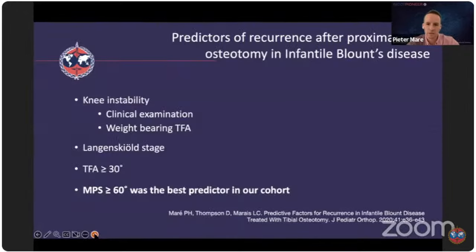So in summary, predictors of recurrence. While there are several factors that are associated with recurrence, in our cohort, MPS greater than 60 degrees was the best single predictor in our patient cohort.